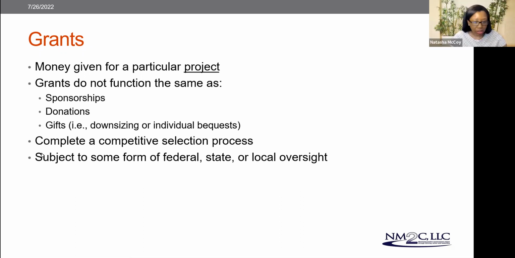You complete a competitive selection process. Another big difference between grants and donations. There may be some type of process involved where you're putting together a formal presentation and it's being reviewed and you're receiving some type of response and a formal process for receiving the award. It's subject to some form of federal, state, or local oversight.